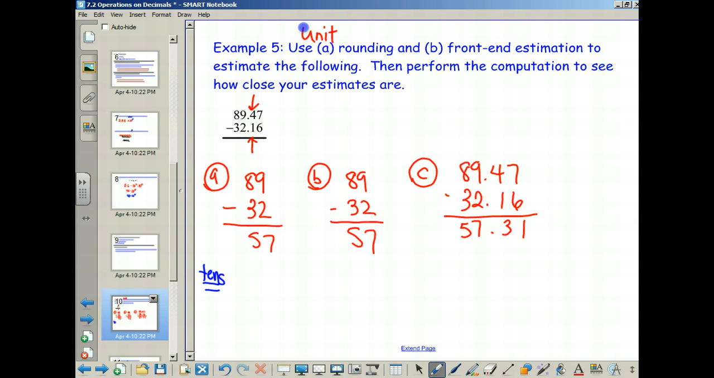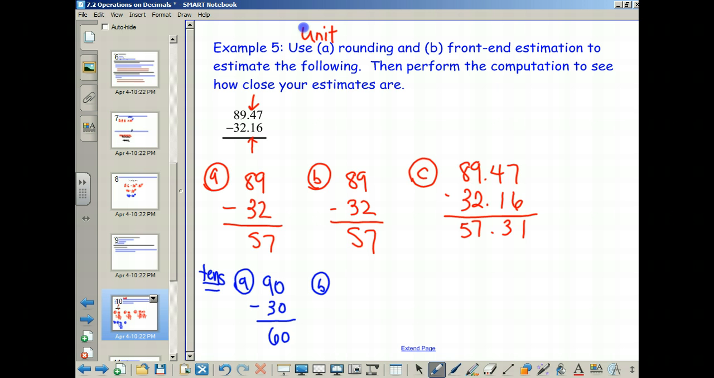Because I need you to see that there really is a difference here. All right, so let's look at 89.47. What is that rounded to the nearest tens place? That's 90. And what is 32.16 if you round to the nearest tens? That is 30. And 90 minus 30 is 60. All right, part B.